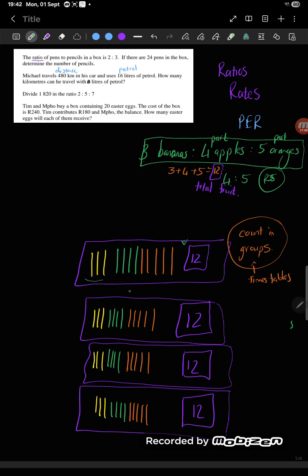These bananas are part of this. This is a part of the whole bundle. This is a part of the whole bundle. How about I work out how many total parts I have? I have 3 here, I have 4 here, I have 5 here. The part of it is the fruit. But I have 12 total fruit or 12 total parts.